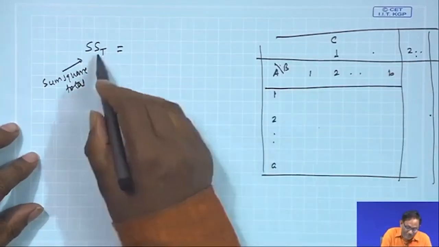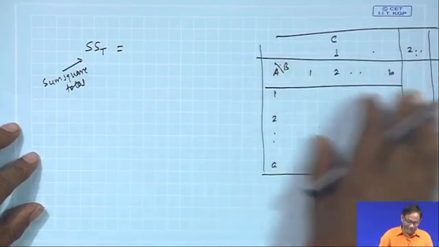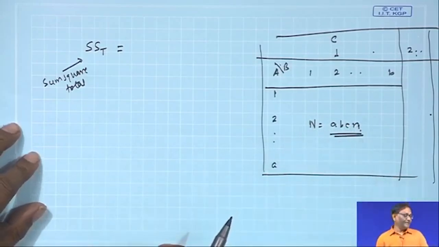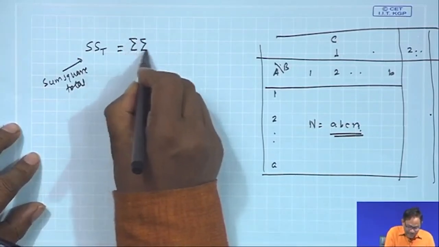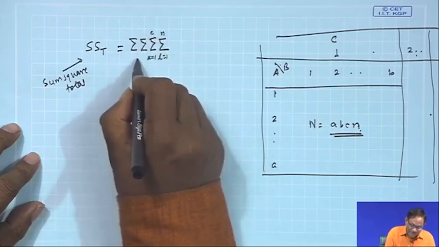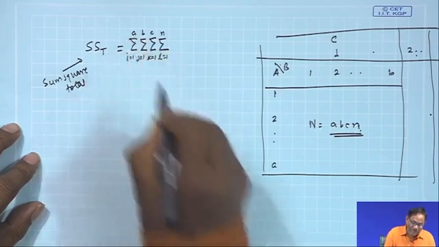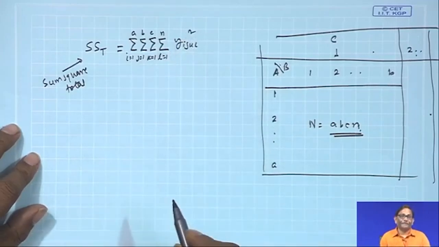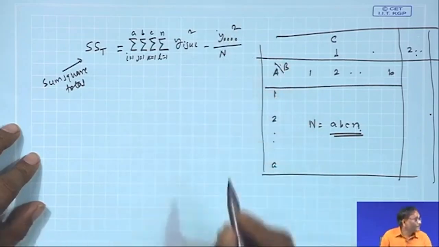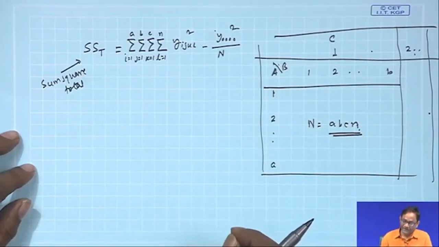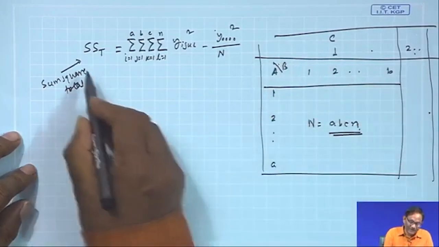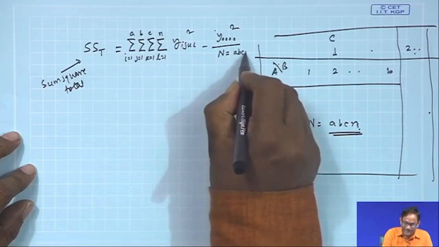So for SST, you will consider all the values. So N is a, b, c into small n. Now, you know what abcn is. Then SST will have 4 sums: l equal to 1 to n, k equal to 1 to c, j equal to 1 to b, i equal to 1 to a, of y i j k l squared, minus the correction part, y four-dot squared by N, because there are 4 dots: 1 for a, 1 for b, 1 for c, 1 for replications. So this is our formula for SST, and N is nothing but a, b, c into n.